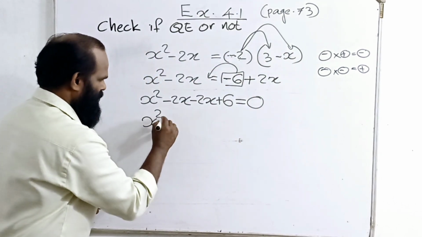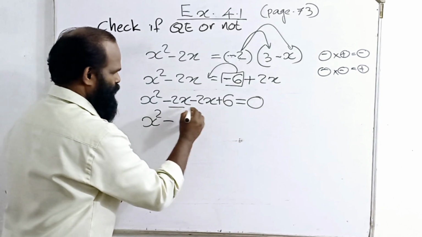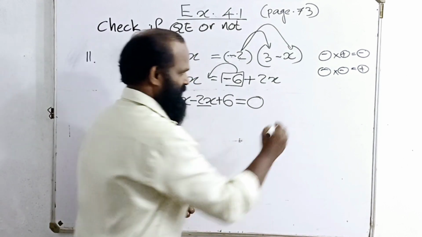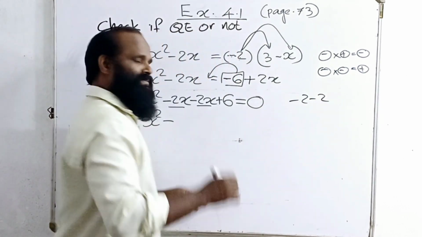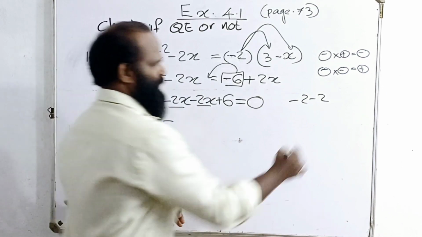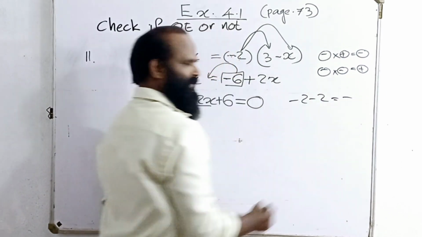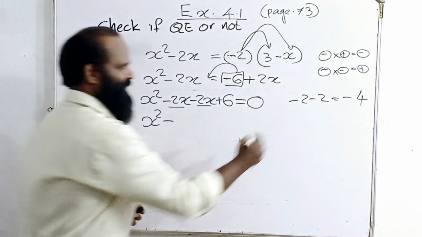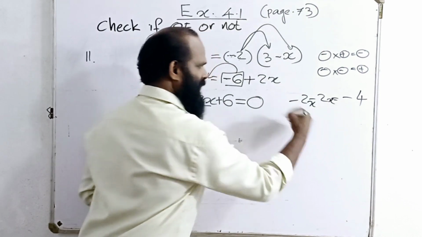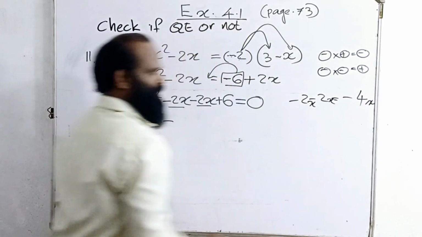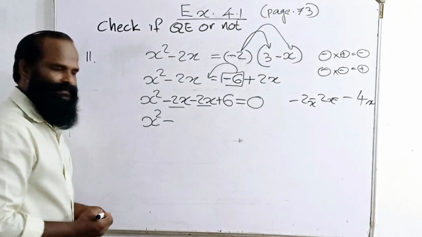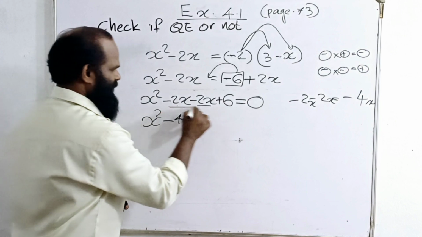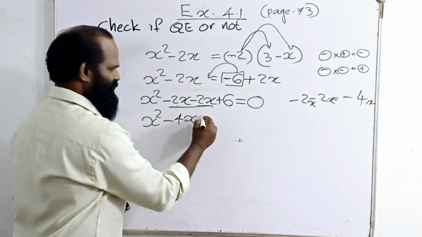x square minus 2x minus 2x. We know that. In one of the videos I explained, if there is -2 before two numbers, put the same minus sign and add the numbers straight away. Answer is 4. So if it is minus 2x minus 2x, answer is -4x. So what is going to be the answer here? -2x minus 2x is -4x. This is done. This is a constant term that is written as it is.